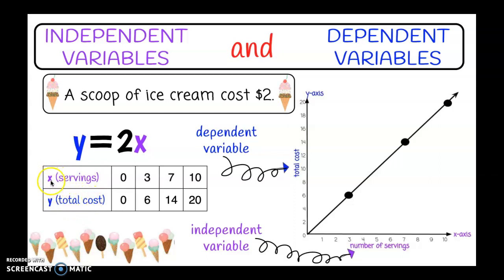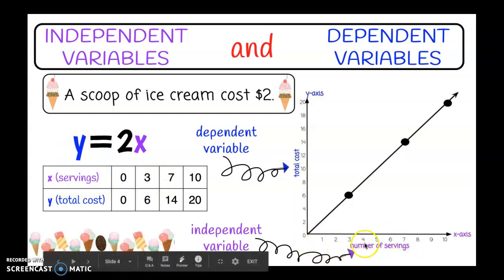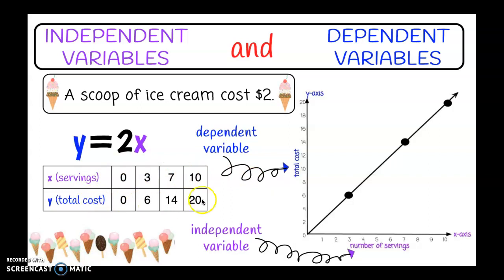Not only are x and y always used here, sometimes they might use other letters that represent the quantities. So I could have used S because it's servings and maybe C for cost, but it's still the x value. It's still the first number in the table. It's still the number that gets graphed along the x axis. It's my independent variable. And same thing with the y value. So let's look at a scenario on the next slide.